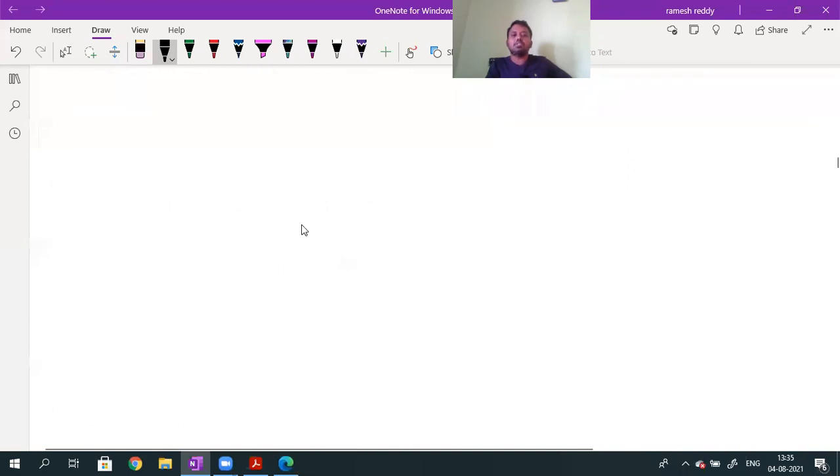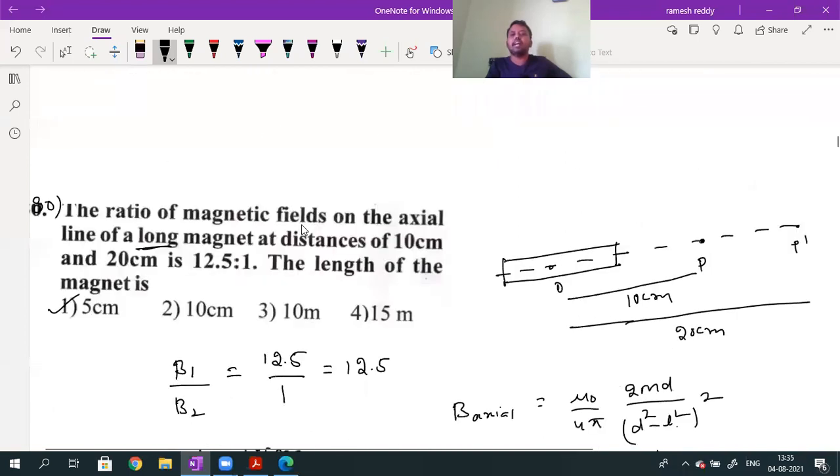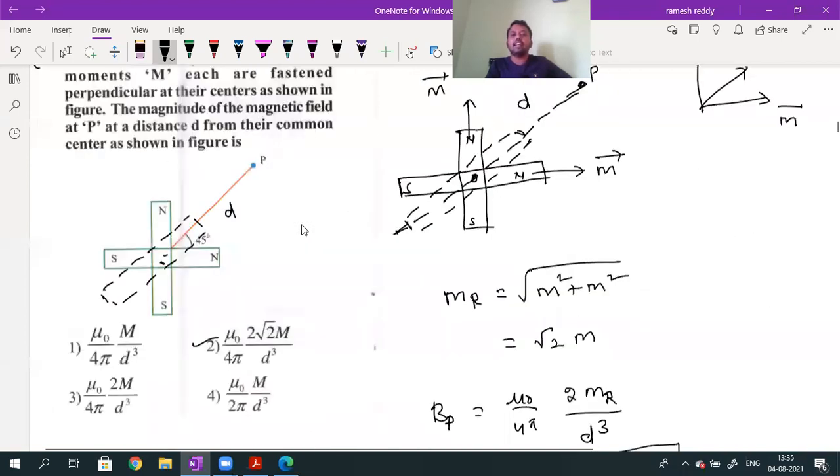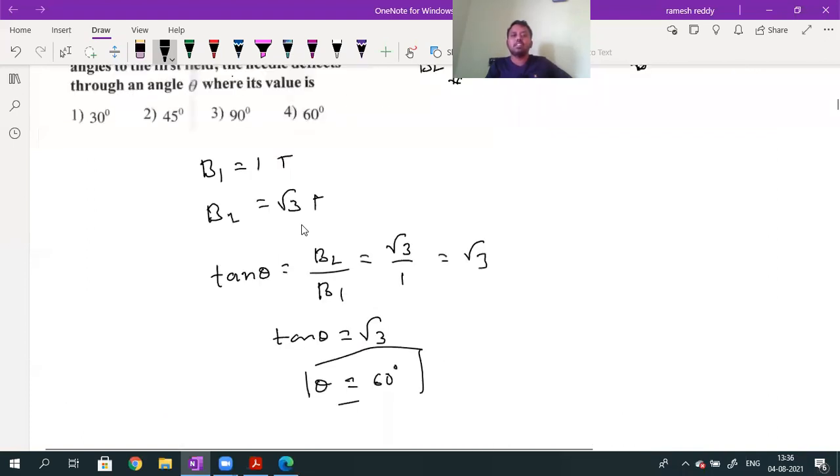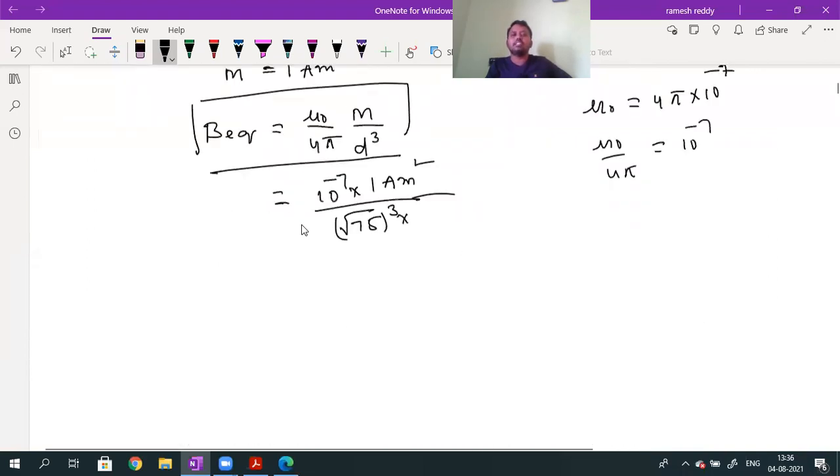That first question also, they have not mentioned it is a short bar magnet. If you want to get this answer still, exactly for the first question, what is the first question we discussed today?